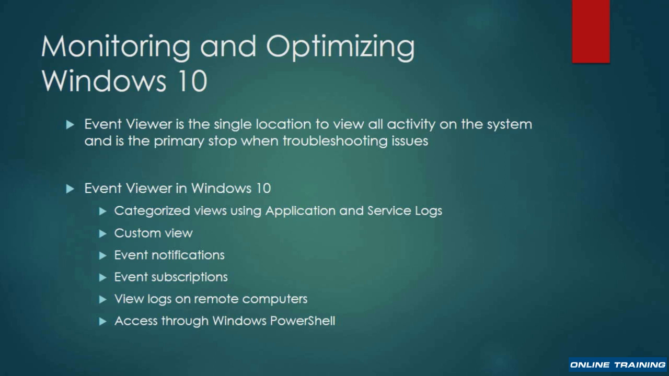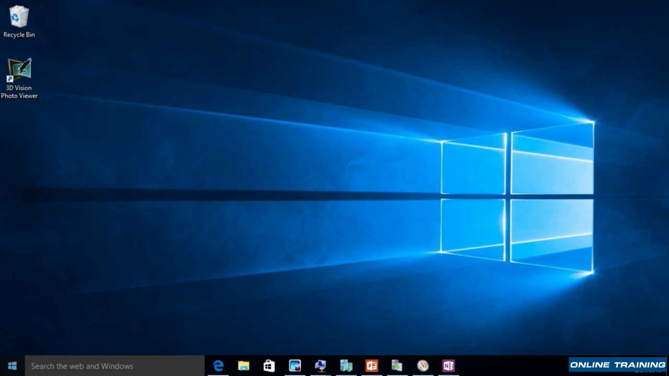Custom views and filters can be used to sort through the information, because there is a lot of information. We can set up notifications of events. We can subscribe and pull events from a remote computer using the Remote Event Log Management Service, and we can view logs on remote computers. And as we saw in the PowerShell intro, we can use the Get-EventLog cmdlet and access all this via PowerShell. So it's a very important utility, and let's go take a look just so that we're all familiar with it and can use it in troubleshooting. All right, so let's launch Event Viewer.